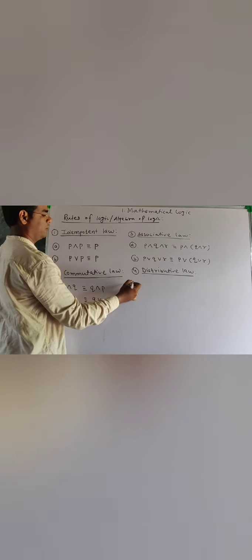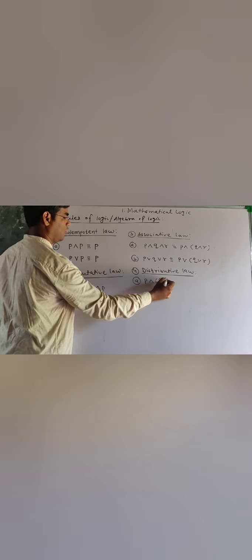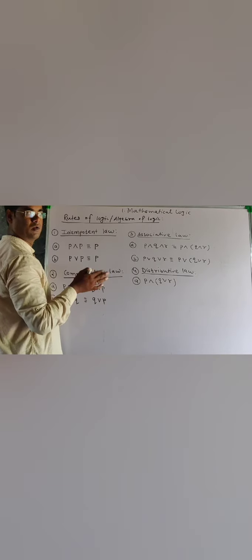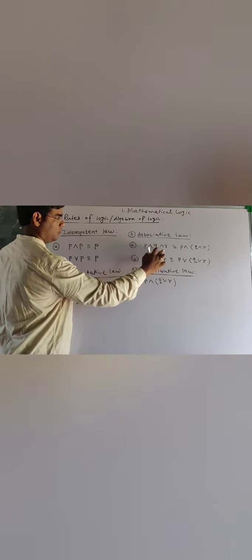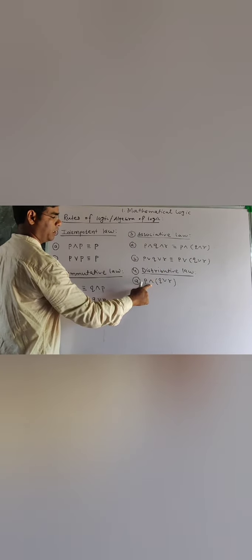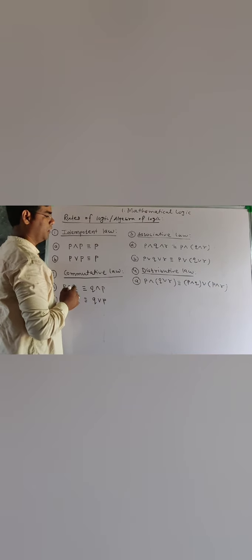Fourth, distributive law. What is distributive law? Suppose we have P and Q or R, one and and one or. Distributive law is valid when we have one and and one or. In associative law, all three statements are connected by either and or by or. Here we have one conjunction and one disjunction. Then we can write P and Q or P and R.